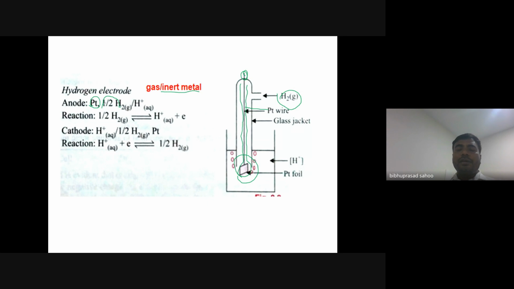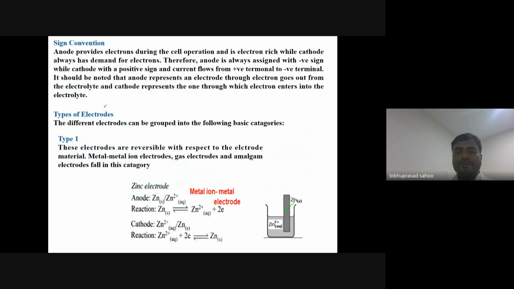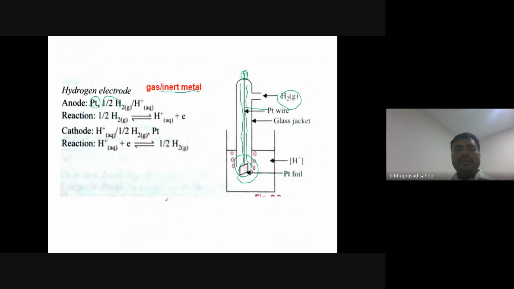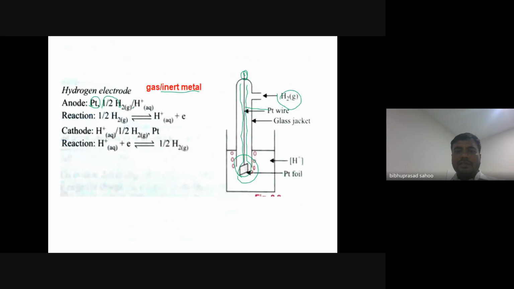Just remember, in the place of zinc, here what is written? Here hydrogen is written. In the place of zinc 2 plus, what is written? H plus is written. This is your anodic representation, and this is the reaction, and this is the cathodic representation, and this is the reaction. So students, somebody's mic is on, so he or she can say whether you are getting whatever I am saying. Yes, sir. Okay, very good.